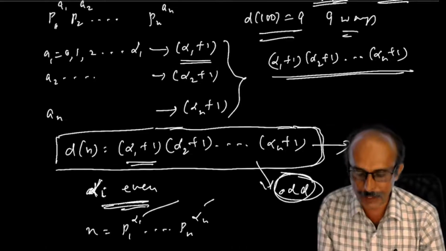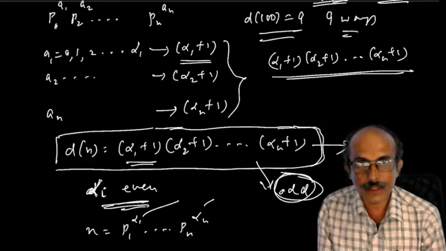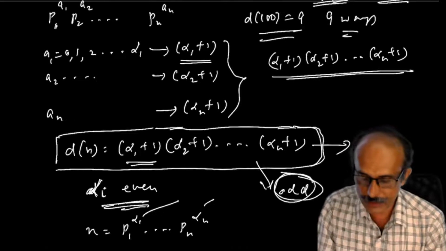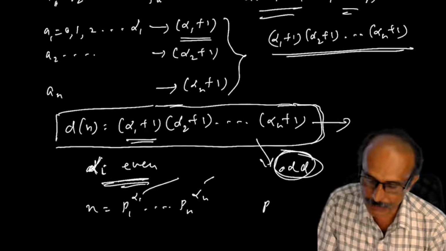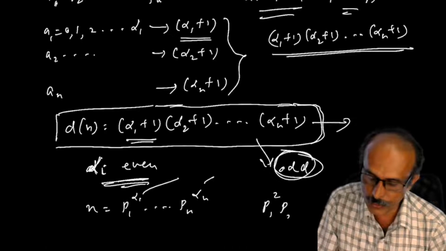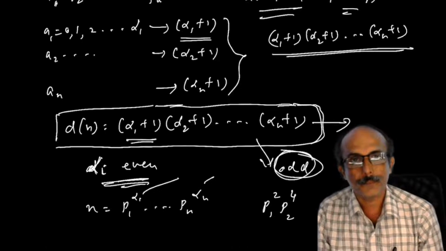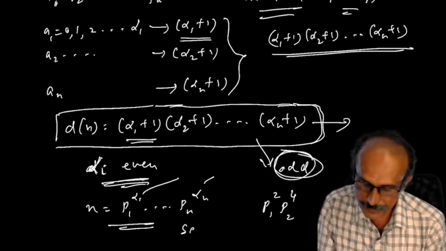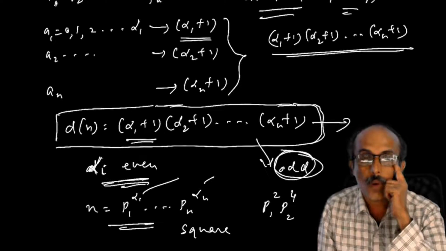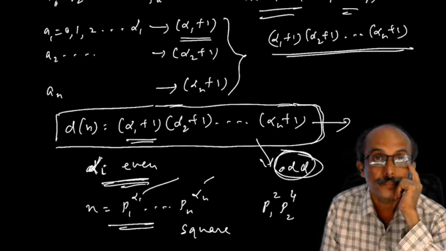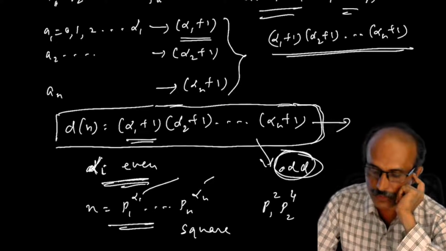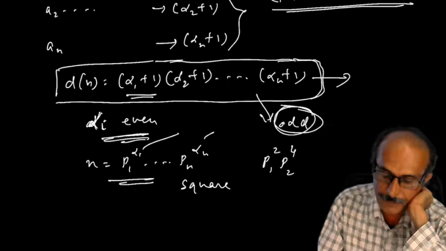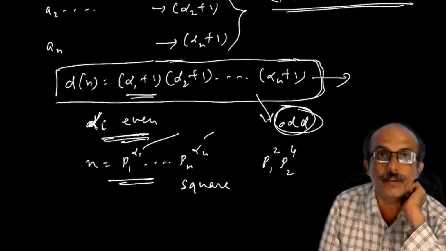So n is a number having even powers of prime factors. See, like we have something like p1 square, p2 power 4, like this. So that means that n should be a square. So did you follow? Yes. So we have observed that whenever the number of factors is odd, the number should be a square.